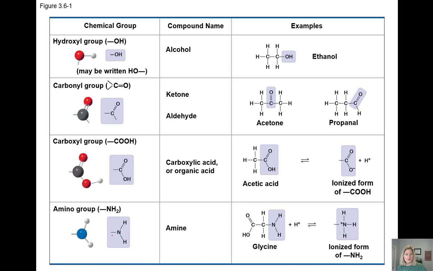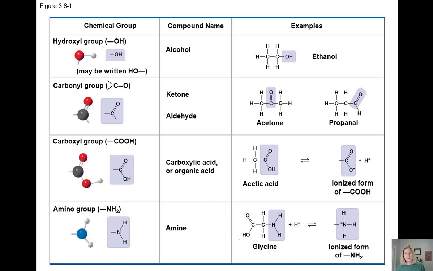Okay, amino groups have nitrogen. The carbon is going to be attached to a nitrogen with 2 hydrogens. We call those amines. They're important, especially when we get into proteins. Our amino acids all have these amino groups. That's why they're called amino acids.